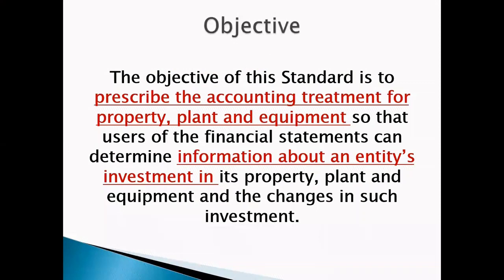Objective of this standard is to prescribe the accounting treatment for property, plant and equipment so that users of the financial statement can determine information about an entity's investment in its property, plant and equipment and the changes in such investment. So what it really means is this standard will guide us how we should record property, plant and equipment, also known as fixed assets, and what should be the accounting treatment throughout their life into our books of accounts.